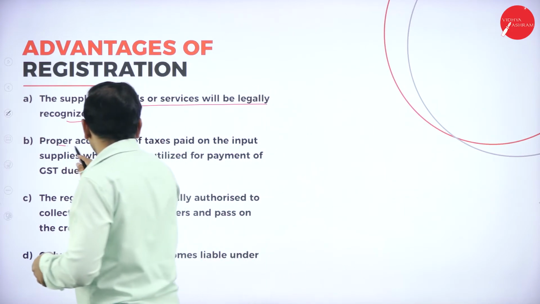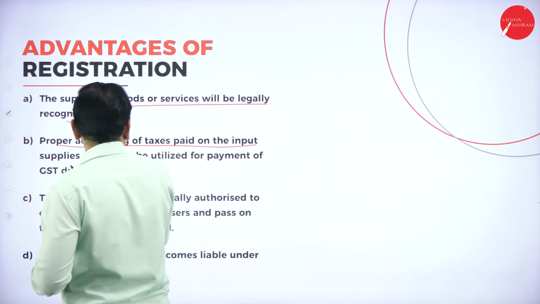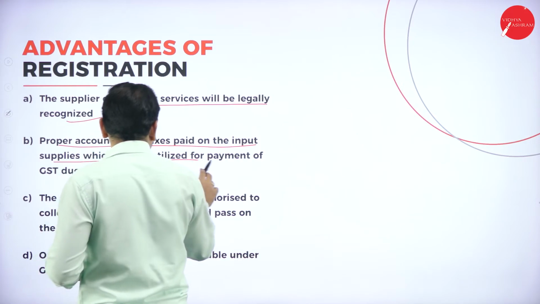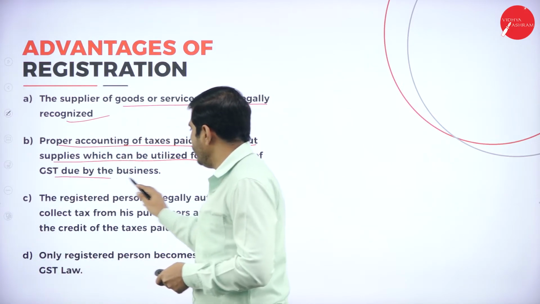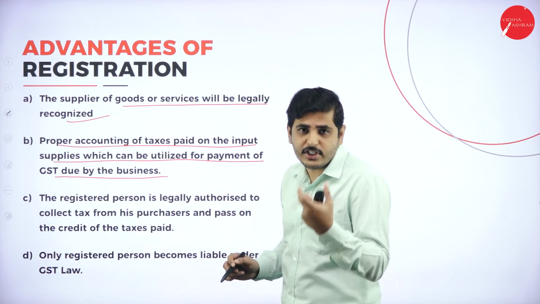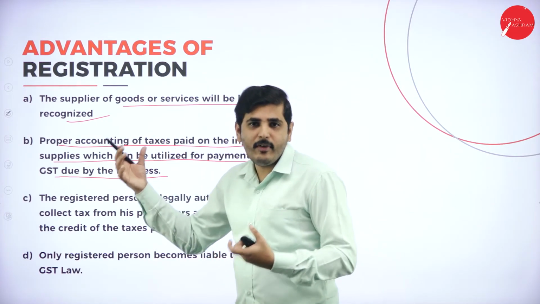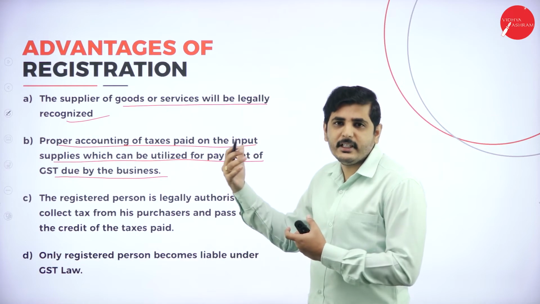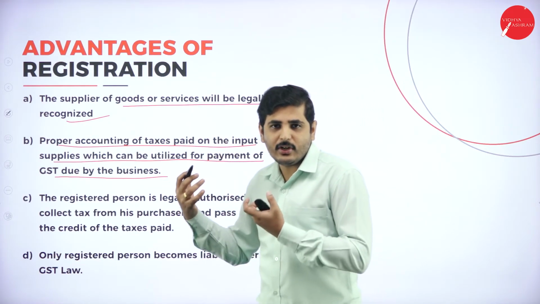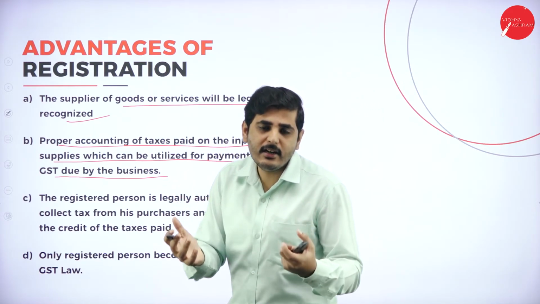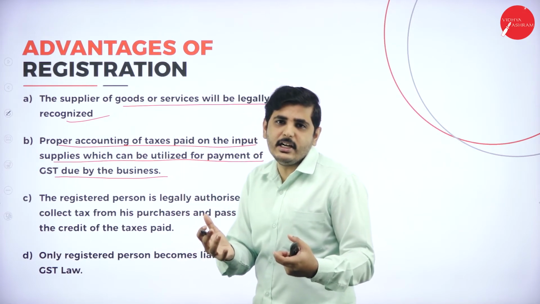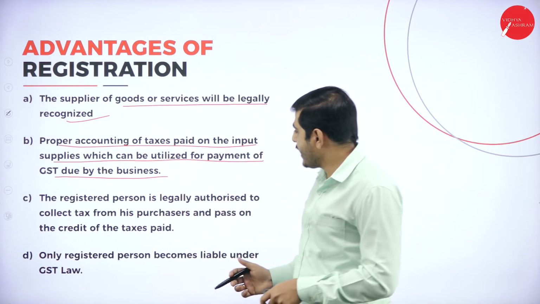Next, proper accounting of tax paid on the input supplies, which can be utilized for payment of GST due by the business. If we are registered under the GST regime, then whatever input we have used, all the information will be with the tax authority. On the basis of that, the tax authority will give the input tax credit. So we can deduct the input tax credit while calculating the output tax.